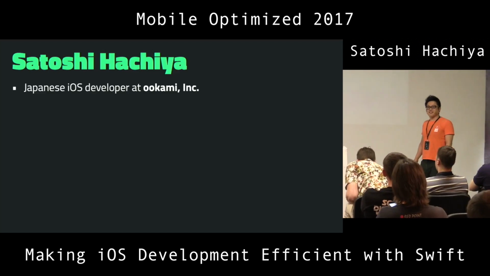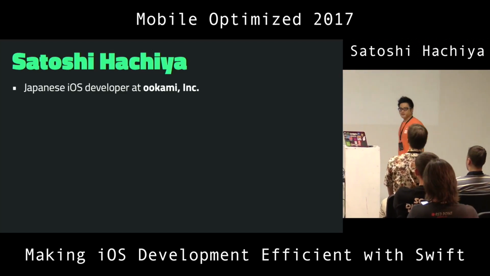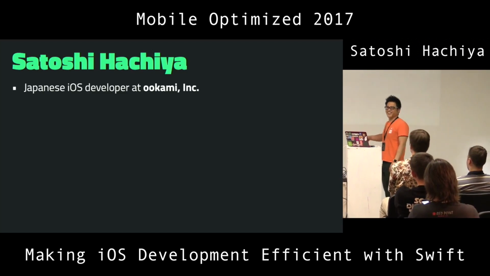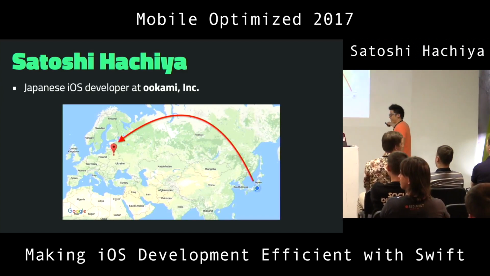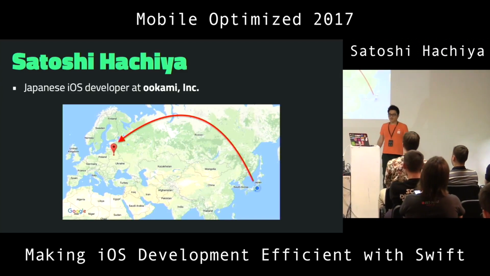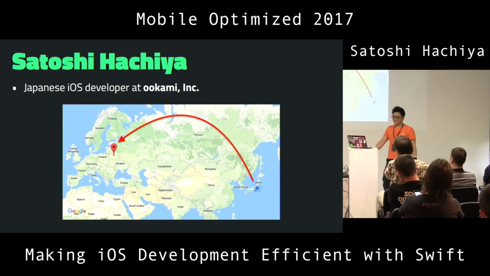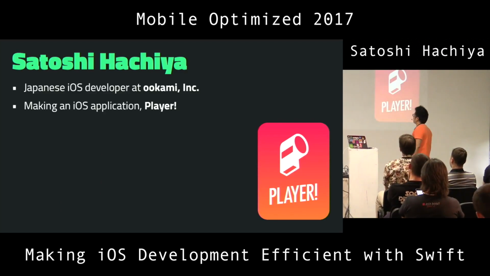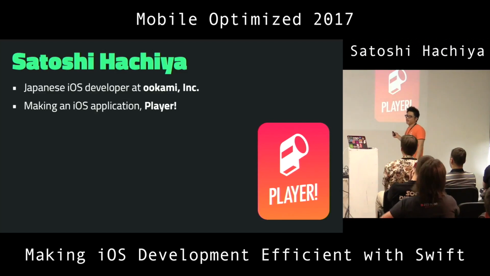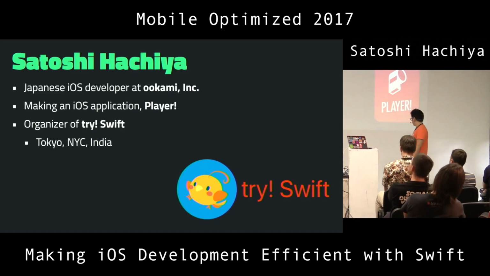My name is Satoshi. I'm from Japan. Do you know where Japan is? Japan is here. I'm from here. I'm an iOS developer at Ookami. We make an iOS app called Player. On Player, we can chat about sports games such as soccer, basketball, baseball, and so on. And we can watch the news about various sports.